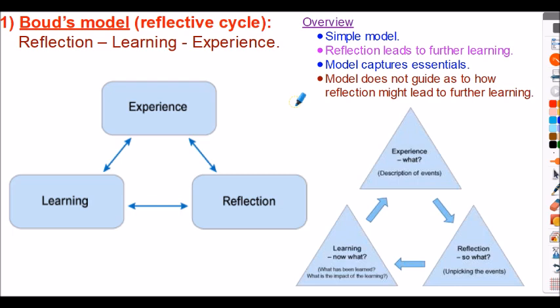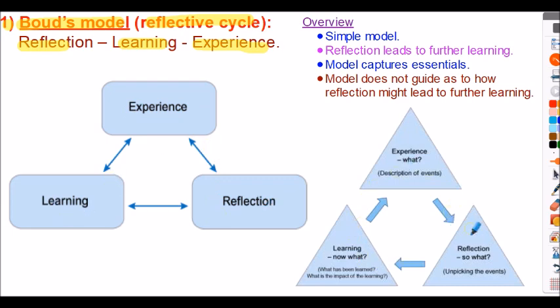So that would be my suggestion. So the first one is Bould's model, the reflective cycle model. He's got 3 stages in the process of reflection, learning and experience. So there's this little cycle. Again, like I said, there's cyclic kind of models here. You have an experience, you have a reflection on it, you have some learning undertaken.